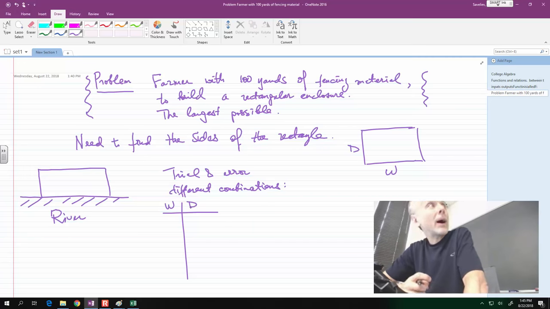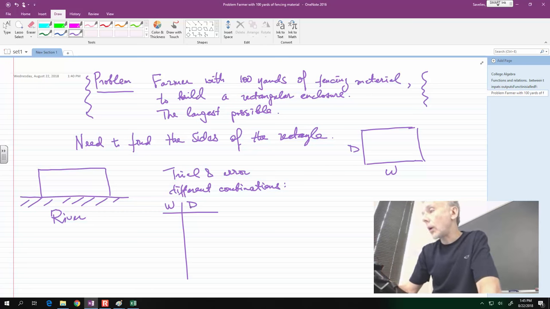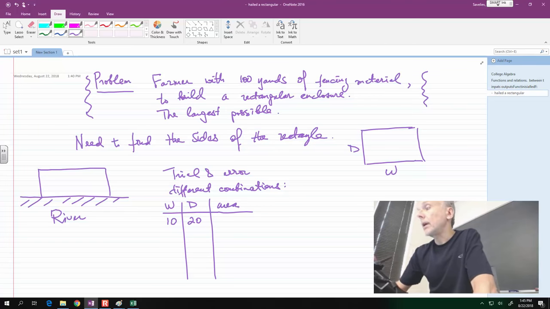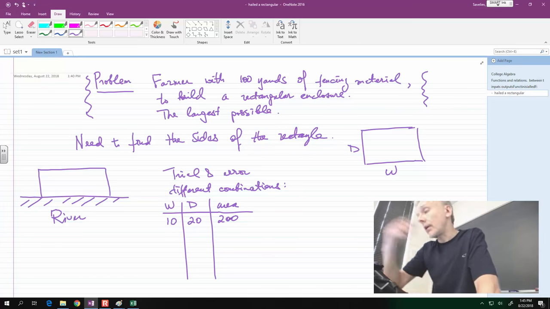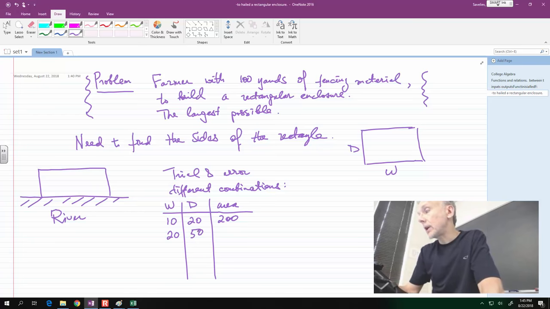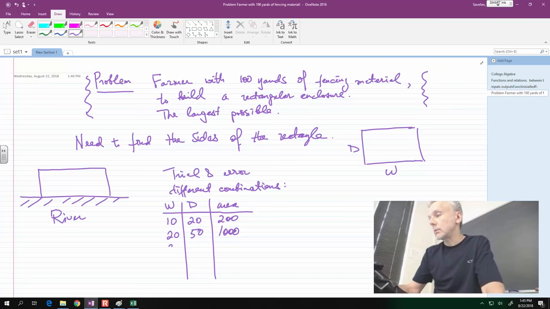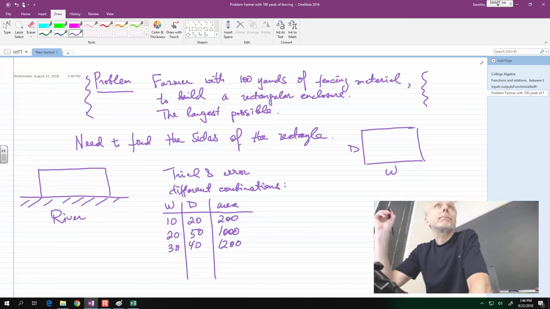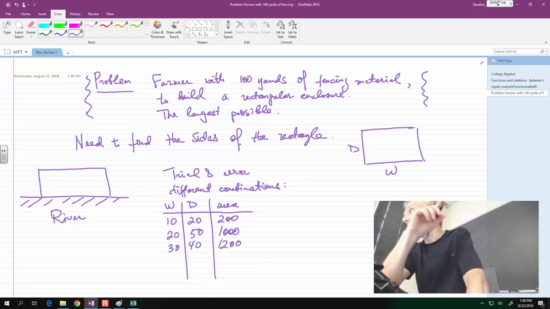I could choose several possible widths and depths. For example, if I choose a width to be 10, I could choose the depth to be 20. The area of the enclosure is 200. Then I could keep doing that and say I have 20 and 50 and the area is 1,000, and so on, 30 and 40. You see the problem with this approach? It varies a lot, and I'm choosing these pairs of numbers in a random way.